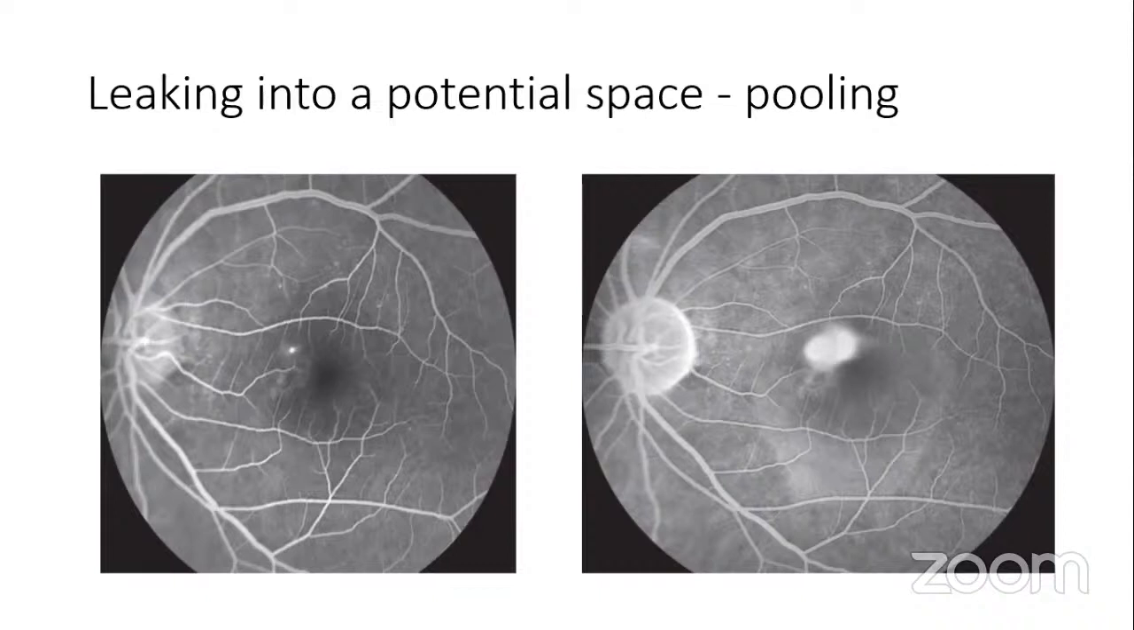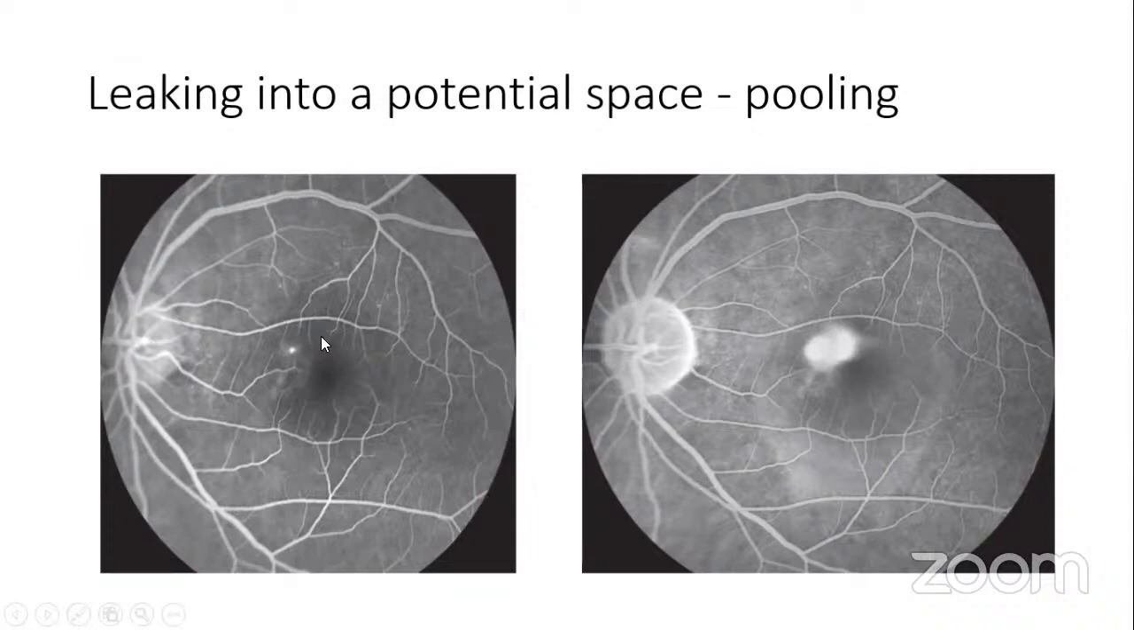There are some areas of the retina, notably the outer plexiform layer, that could serve as potential spaces in the event of leakages. Now, what we describe in CSR is the ink blot and the smokestack appearance. If you understand the principle, you would know what's going on. So the dye leaks. Which phase is this?